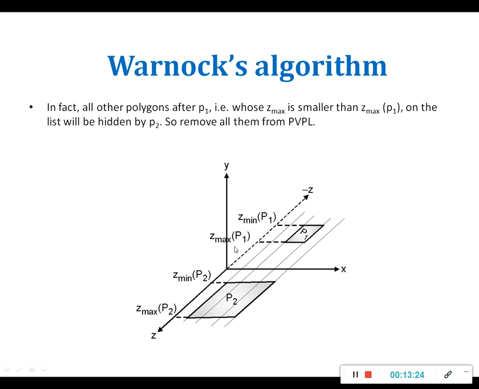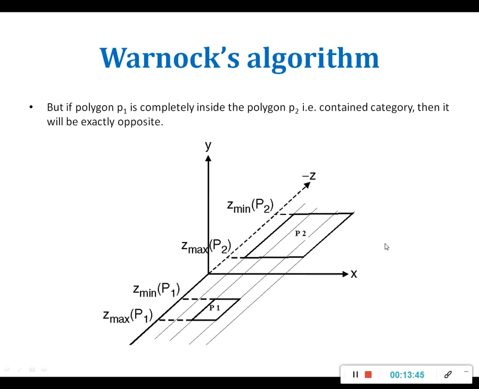In fact, all other polygons after P1 whose Z max value is smaller than the Z max of P1, meaning the polygons in that list, if all of them have a Z max value less than the Z max of P1, then all those polygons are hidden by P2, and we are going to remove all of them from there, okay.